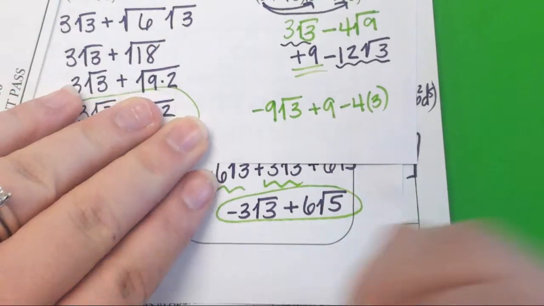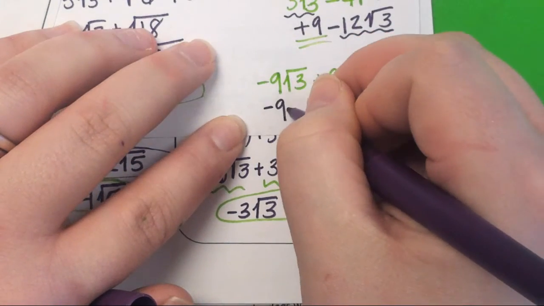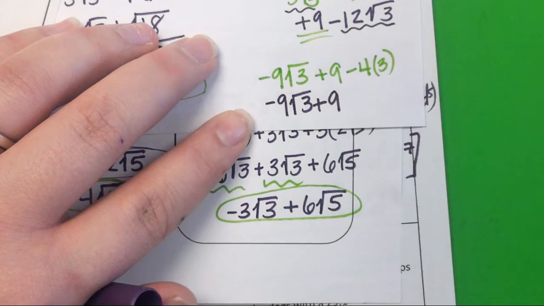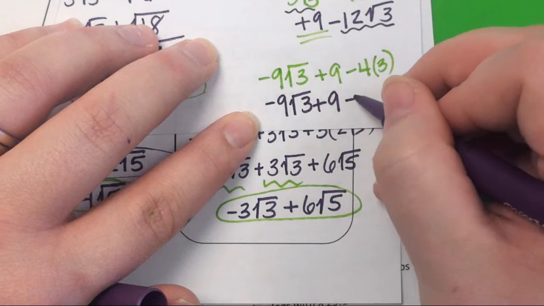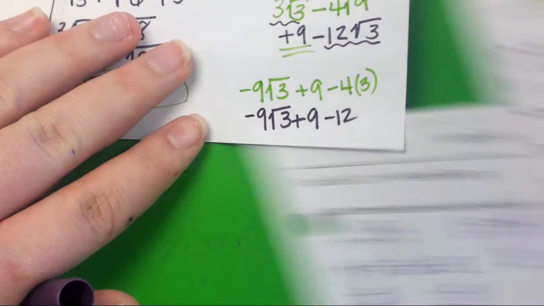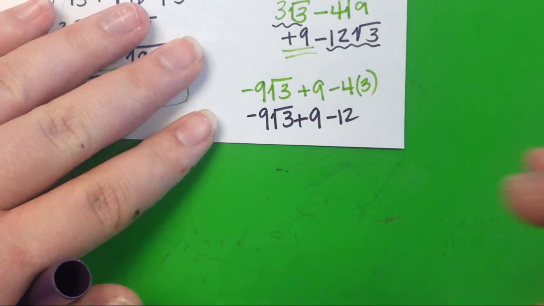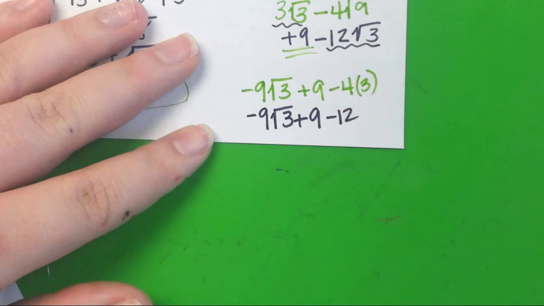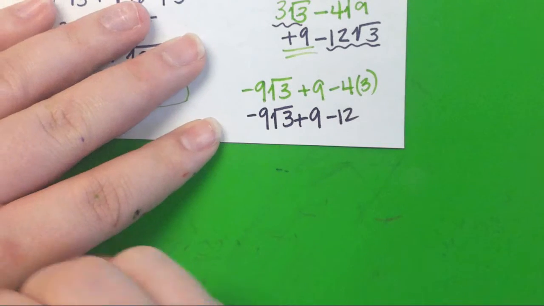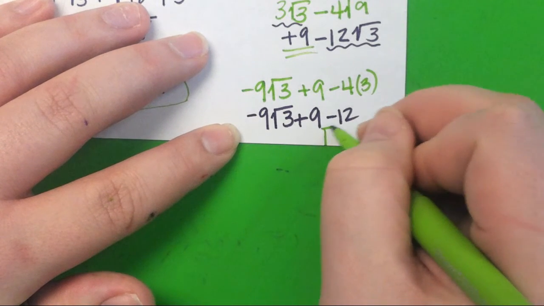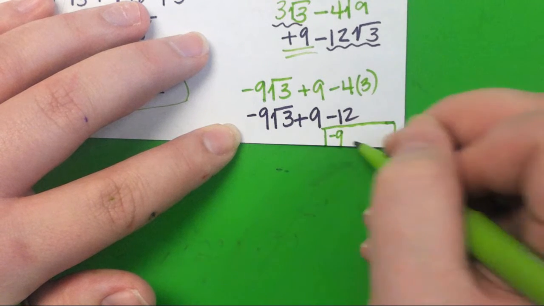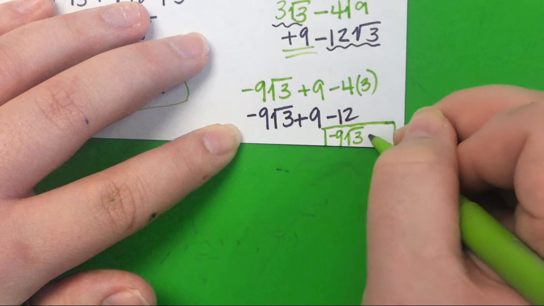And then there's still more math that I can do. I'm going to write the negative 9 square root of 3 again. I'm going to write the 9 again. But I know negative 4 times 3. That's negative 12. And then there's still one more step I can do, because I can put that 9 and negative 12 together and get negative 3. So my final answer is going to be negative 9 square roots of 3, and then all minus 3.